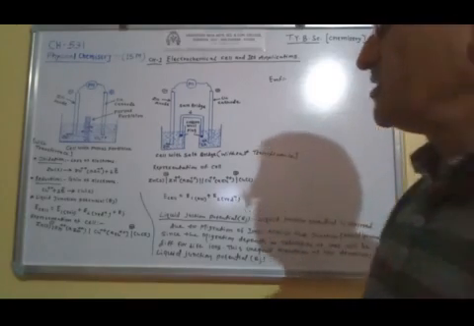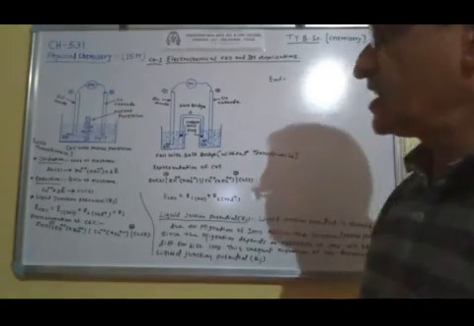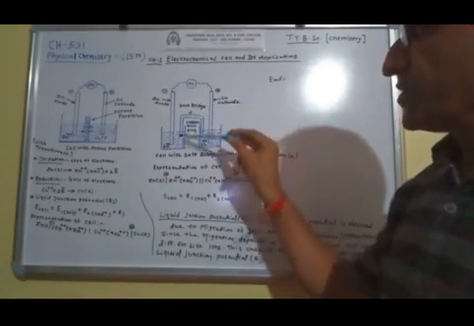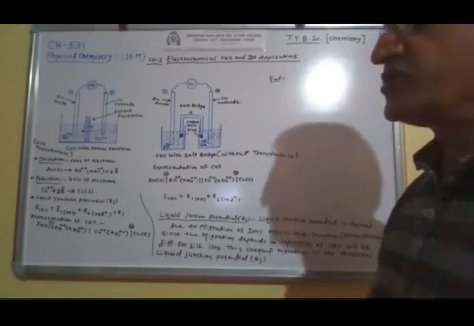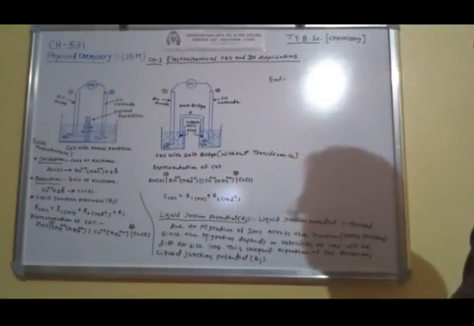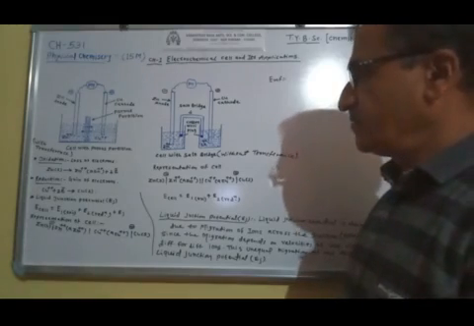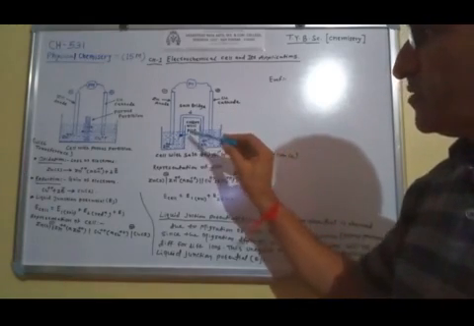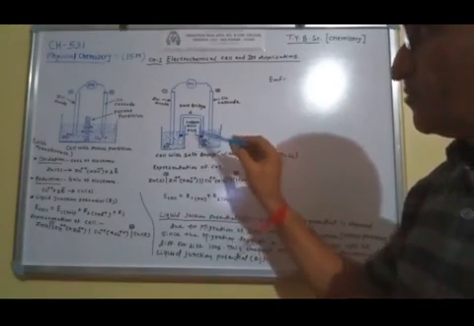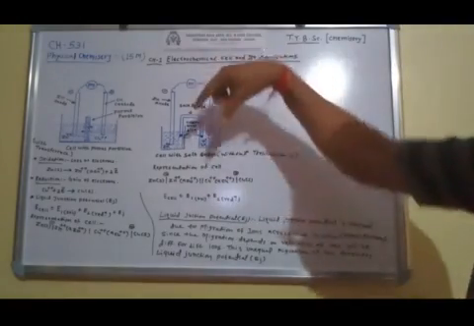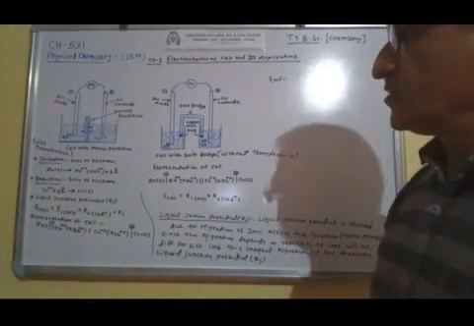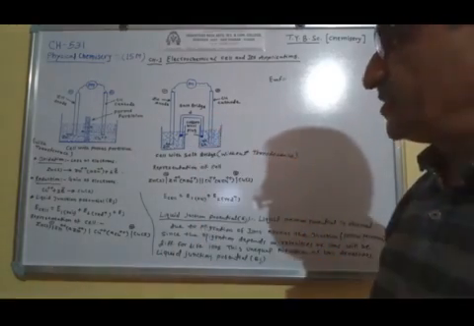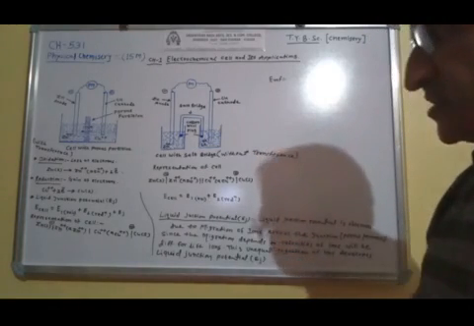To eliminate this porous partition, we must use the salt bridge. A salt bridge is a U-type glass tube which is filled with agar powder and NH4Cl or KCl. This U-tube is plugged with cotton at the mouth, and is called a salt bridge. Here both the liquids are separated by this salt bridge, so there is no liquid junction potential.